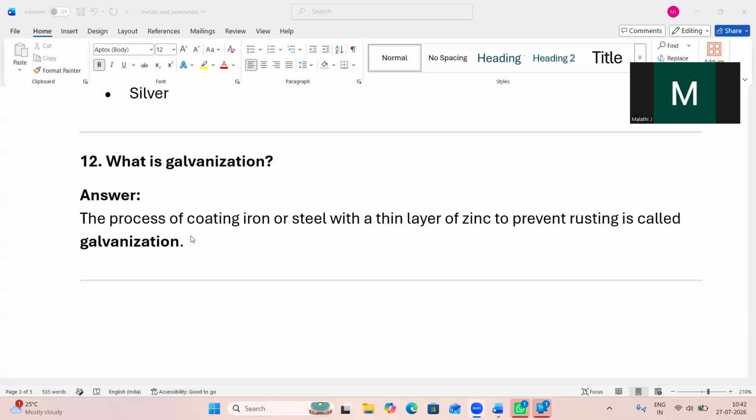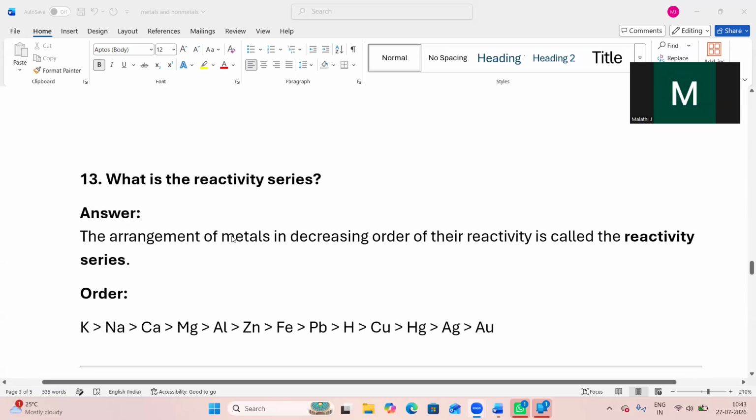So what will happen if we apply a coating of zinc? Zinc will avoid the spoilage of that iron, so we should use galvanization. That process we are doing, coating iron or steel with a thin layer of zinc to prevent rusting, is called galvanization.